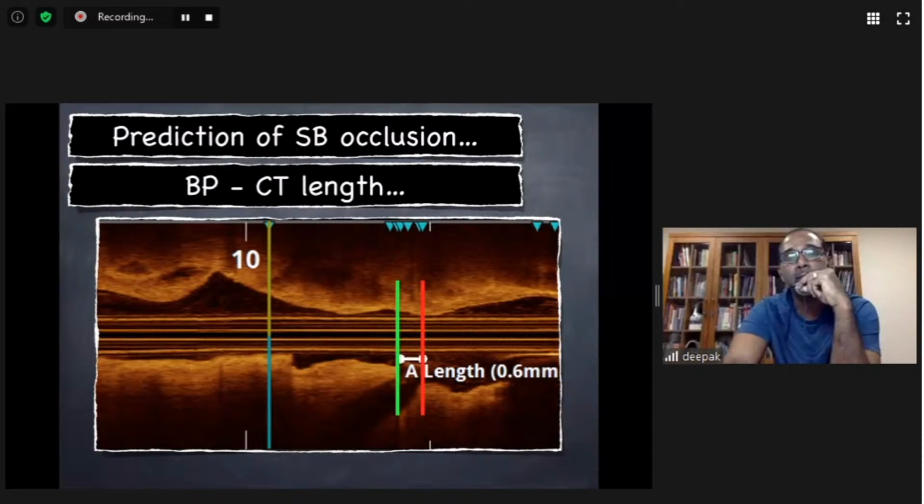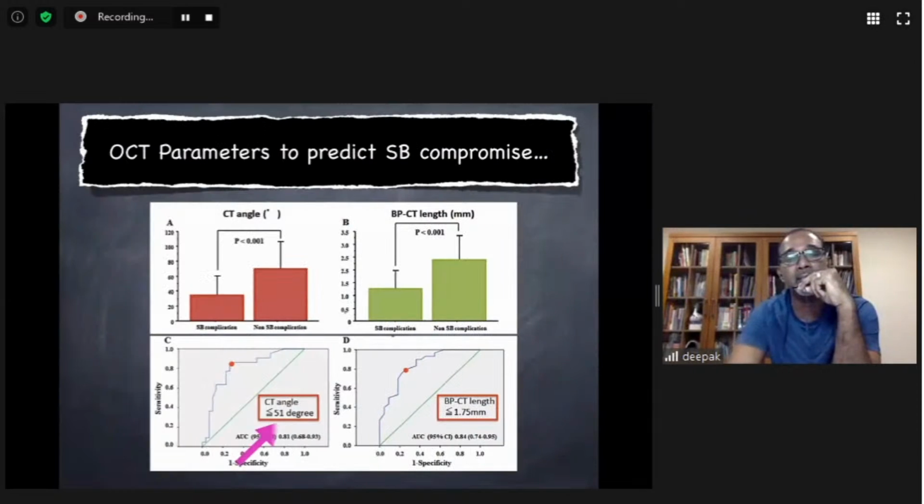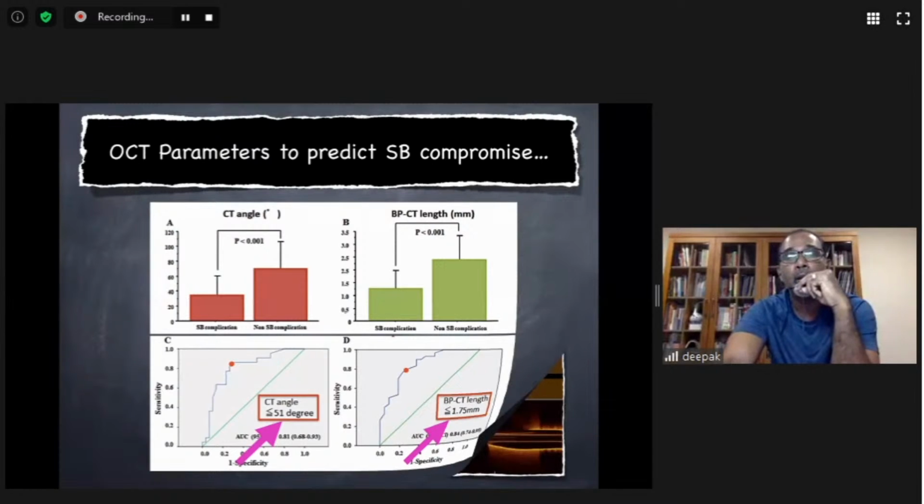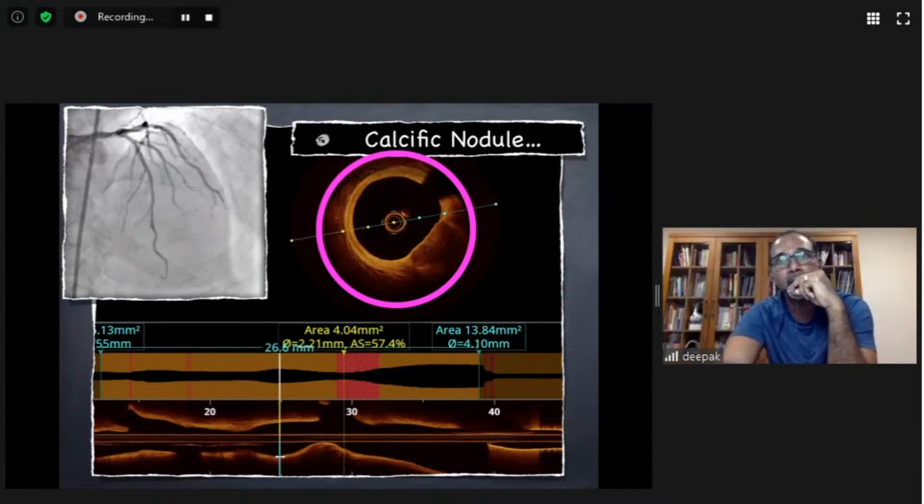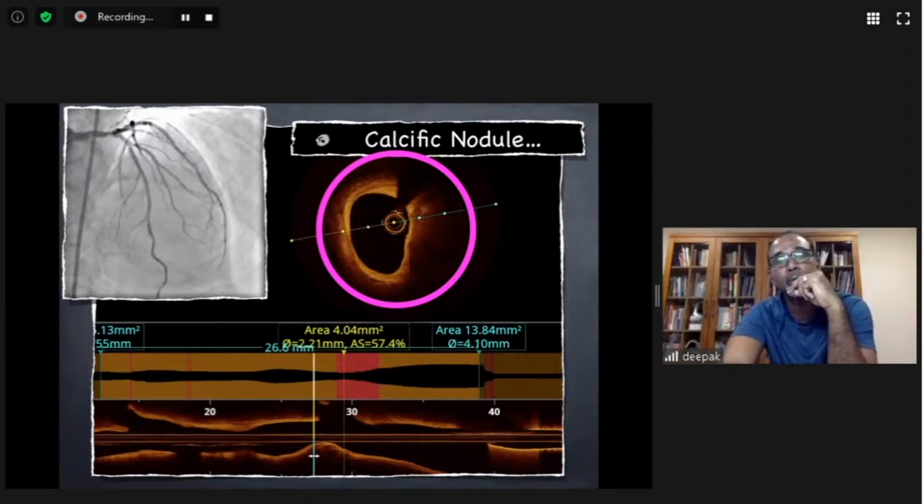If it's a very short length, then you are likely to close the side branch. So this is the data that says that when you have a carinal angle that's less than 50 degrees, you are likely to shift the carina, you're likely to lose the side branch. And second important point, when you have a BPCT length of less than 1.7 millimeters, again you are likely to lose the side branch. So this is the information that one could get with the help of an OCT while evaluating the bifurcations.